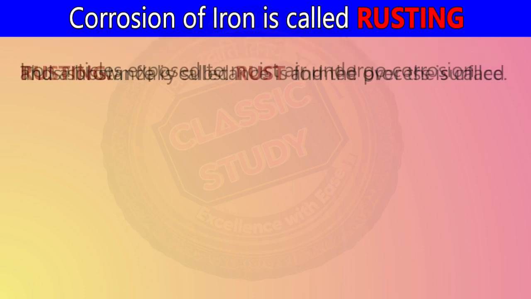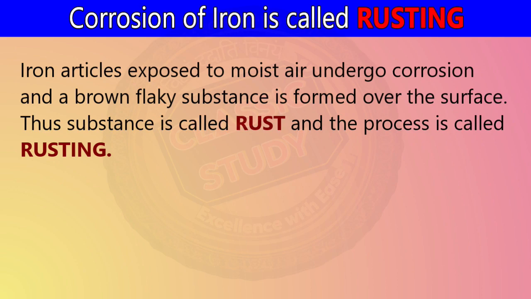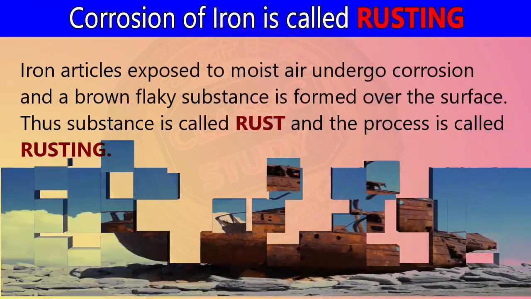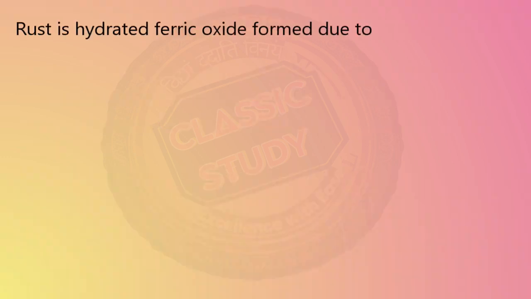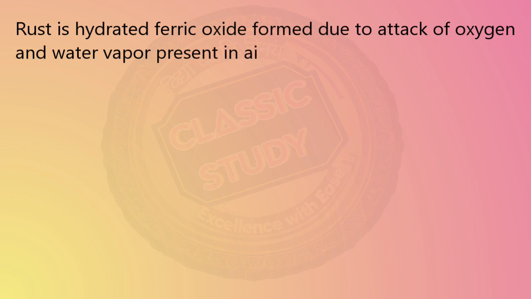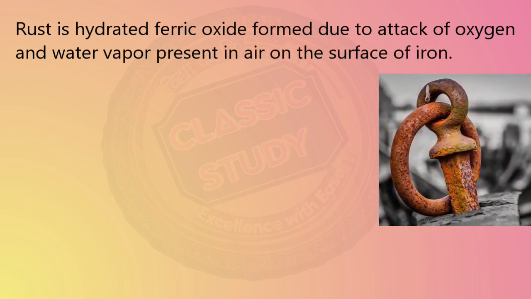Iron articles, when exposed to moist air, that is, presence of air and water vapor, undergo corrosion and a brown flaky substance is formed on the surface. This substance is called rust and this process is called rusting. Rust is nothing but hydrated ferric oxide which is formed due to attack of oxygen and water vapor present in the air on the surface of iron.